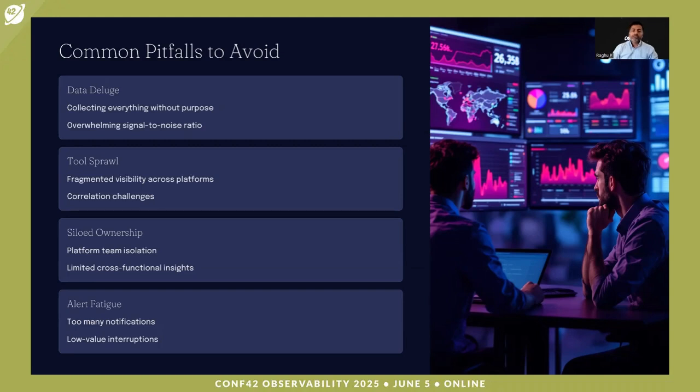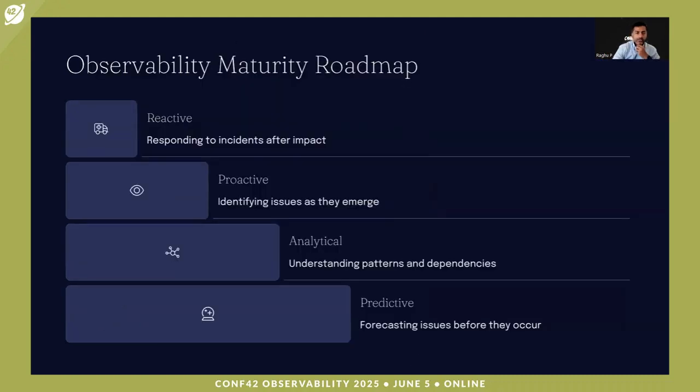The fourth pitfall is alert fatigue, where teams are bombarded with too many notifications, many of which are low value and disruptive, leading to a lack of focus on the critical issues. These are the common challenges that organizations need to be aware of and proactively address to improve their IT operations and monitoring capabilities. Moving on to slide number 10 here.